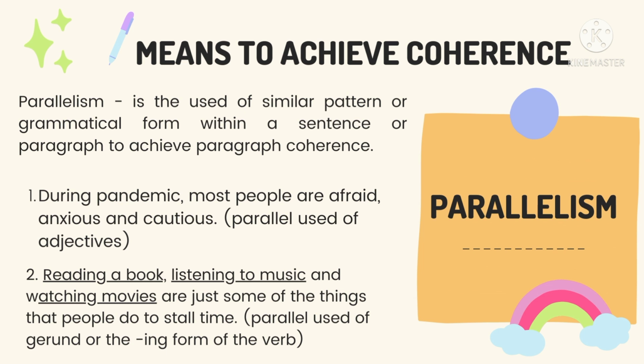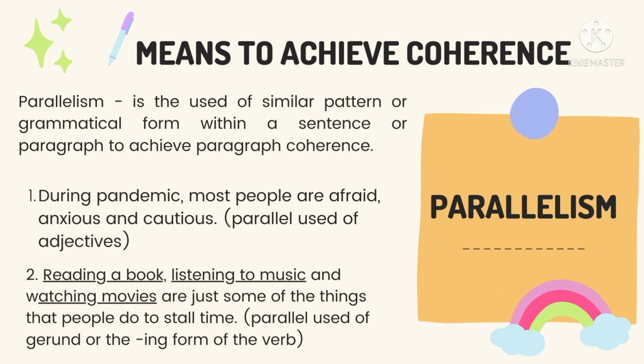During a pandemic, most people are afraid, anxious, and cautious. In this example, parallelism was shown by using adjectives consistently. The words afraid, anxious, and cautious explain the feelings of people during a pandemic. Parallelism is shown by the consistent use of these three adjectives.